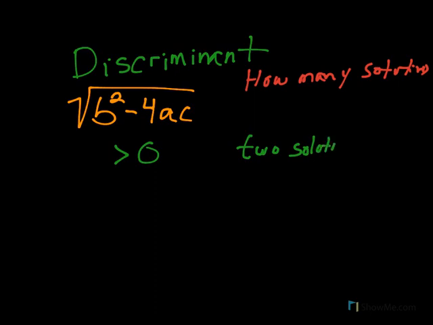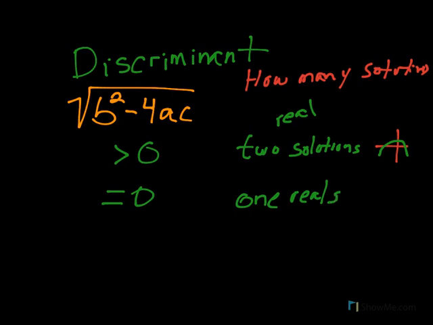Again, if you go back to the beginning of the video, that's when you have something like this, and your parabola crosses at 2 points on the x-axis. Two solutions. If your discriminant is equal to 0, you get one solution. And when I say two solutions, I'm talking about real solutions. So two real solutions. You get one real solution.